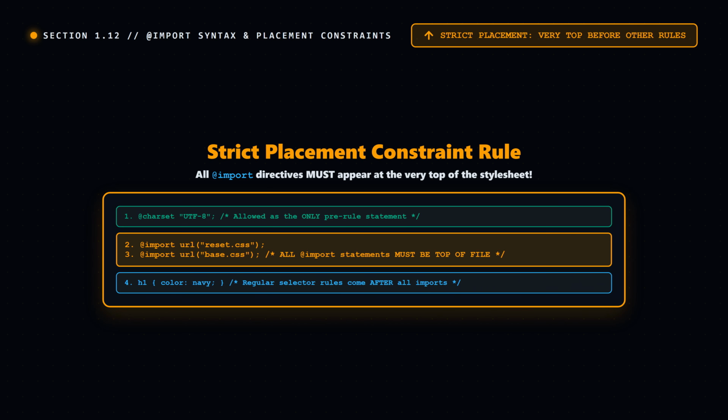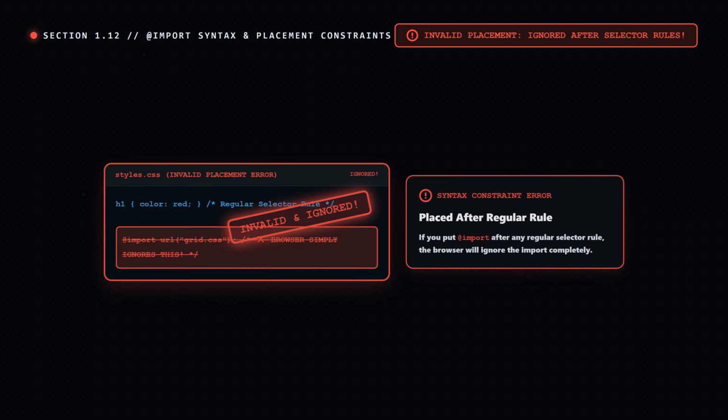But there's a strict placement rule. All @import directives must appear at the very top of the style sheet, before any other rules, except possibly an @charset declaration. If you try to put an @import after a regular selector, the browser will simply ignore it. This rule exists because the cascade needs the full picture before it can resolve any styles. It's a syntax constraint that can easily trip you up if you're not paying attention.